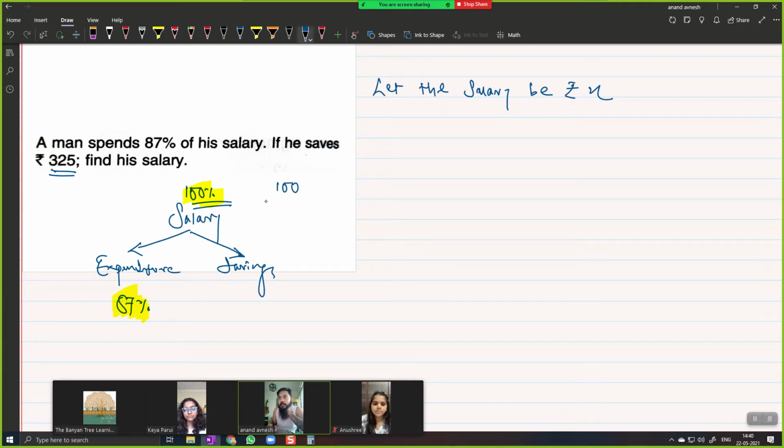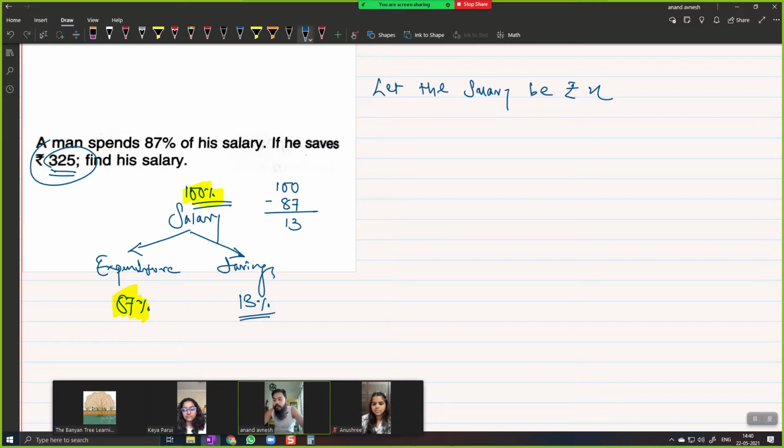ये टोटल सैलरी है, उसमें से एक्सपेंसेस सब्ट्रैक्ट कर दिया तो बचेगा क्या मेरे पास? सेविंग्स. So savings will be 13%, right? And these are the savings, 325. So this is now obvious. Come on, how we'll do it? 13 upon 100.